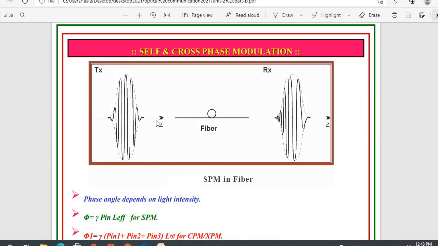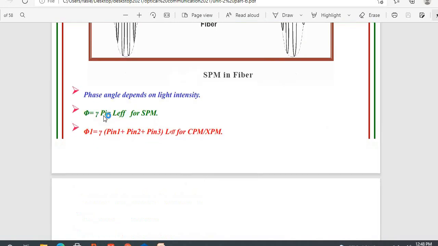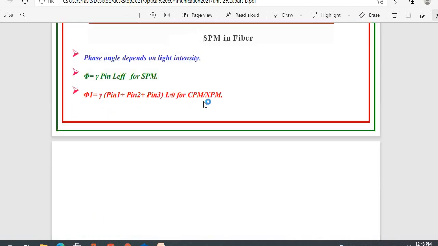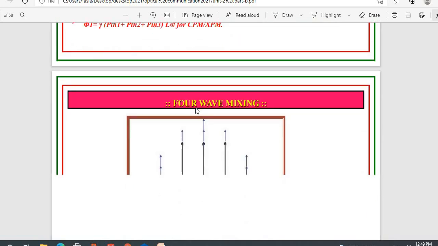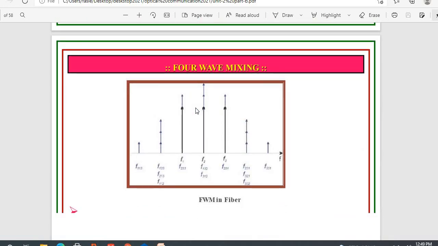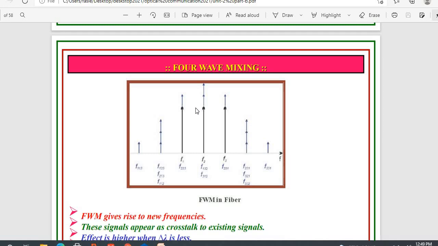As we are seeing here, this is the information we are passing through self and cross phase modulation. Cross we can also write as X. This X indicates cross phase modulation, or XPM we can also write. Clear? Self phase modulation. Next is four-wave mixing.